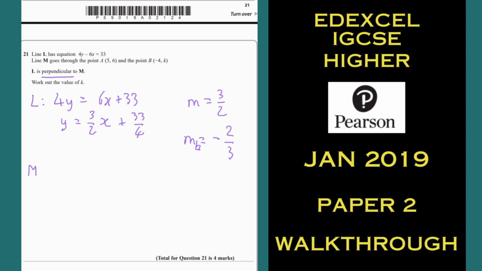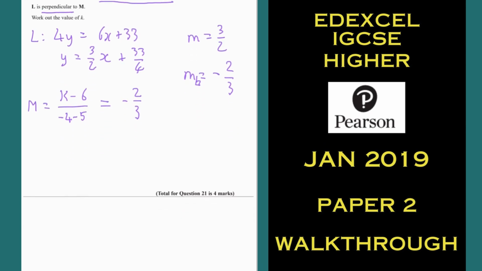How do you find the gradient between two coordinates? Well, you subtract the y's, you subtract the x's. So k minus 6 over minus 4 minus 5 is the gradient. In other words, it equals the gradient we found. And it's now come up for a third time. You've set up an equation. You've got to solve it.